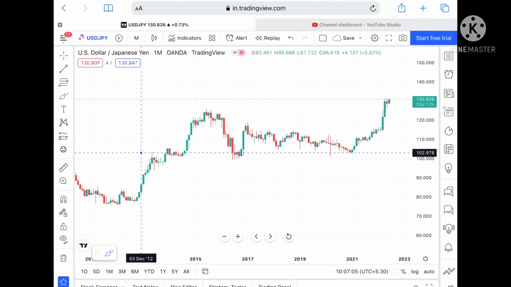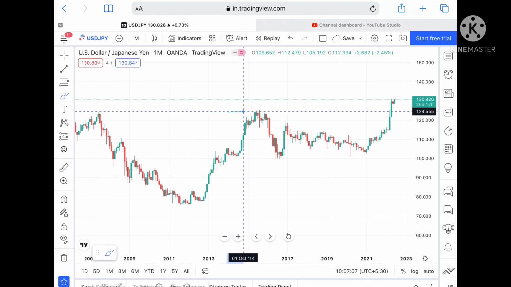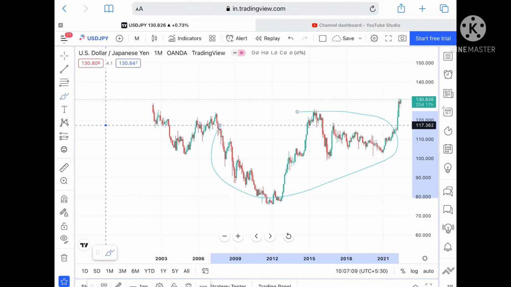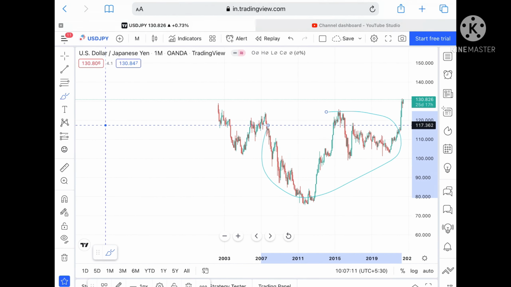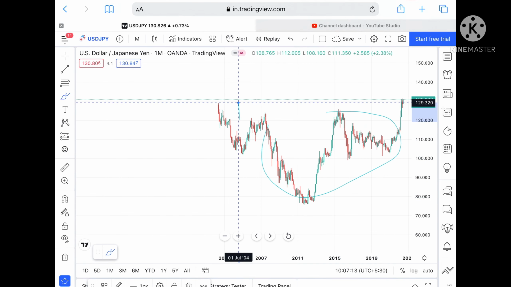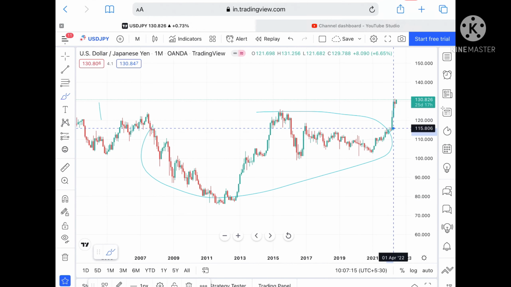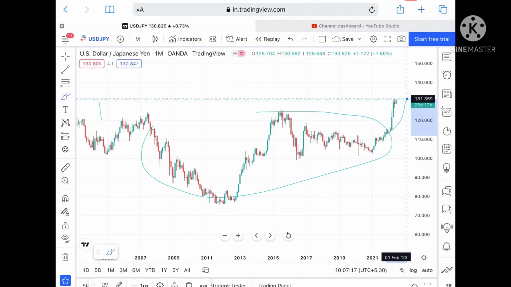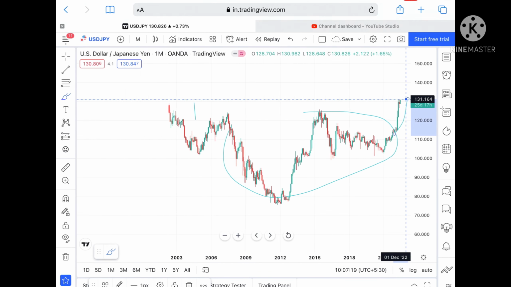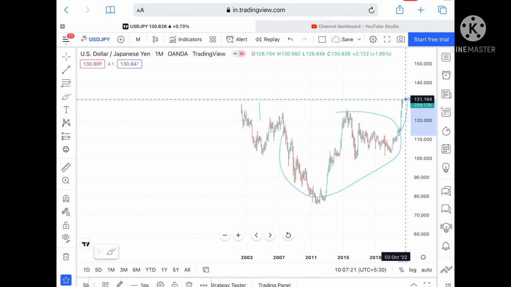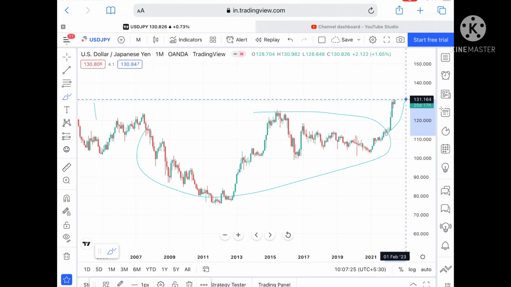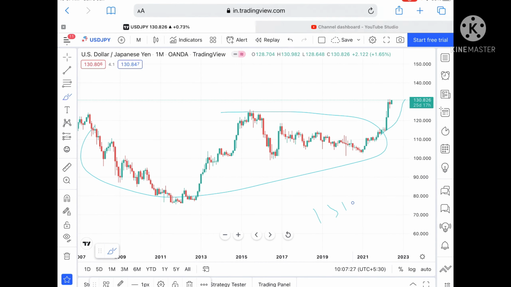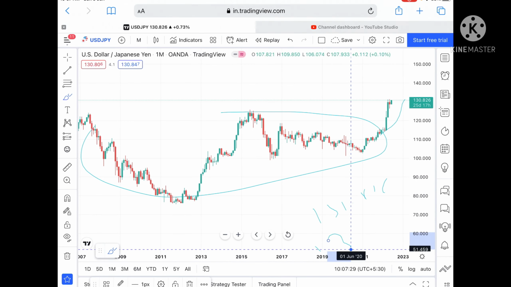But if we talk about USD/JPY, I have told you that it has already broken this particular zone, and since 2003 it has not come to this level. Now suppose this level sustains, we can see it can touch a level of 131.164, and from there it can move further high, because we have not seen this zone move to this particular level. We can see it can touch a level of 131.826, and from there a level of 132 also.